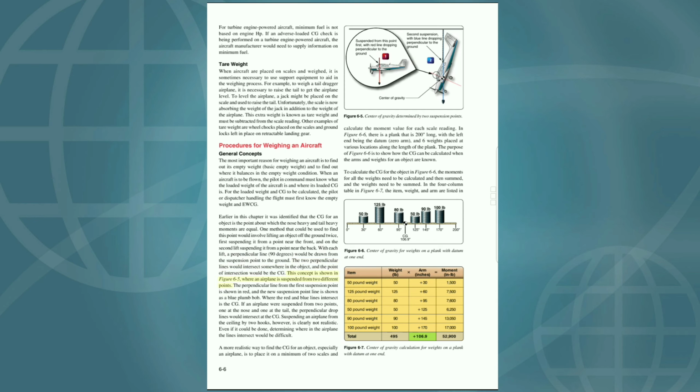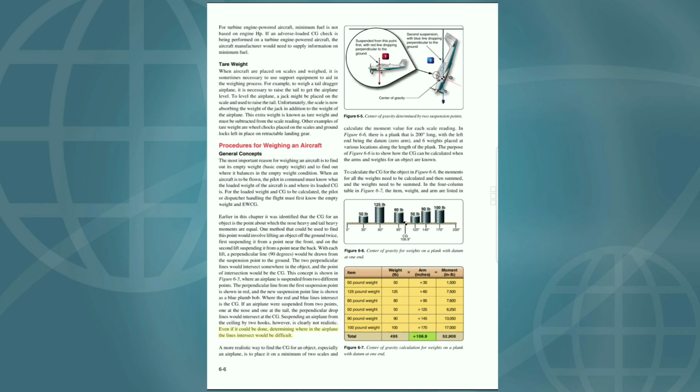This concept is shown in figure 6-5, where an airplane is suspended from two different points. The perpendicular line from the first suspension point is shown in red, and the new suspension point line is shown as a blue plumb bob. Where the red and blue lines intersect is the CG. If an airplane were suspended from 2 points, one at the nose and one at the tail, the perpendicular drop lines would intersect at the CG. Suspending an airplane from the ceiling by 2 hooks, however, is clearly not realistic.